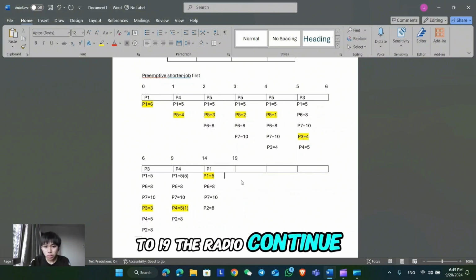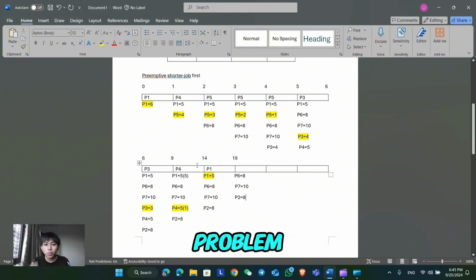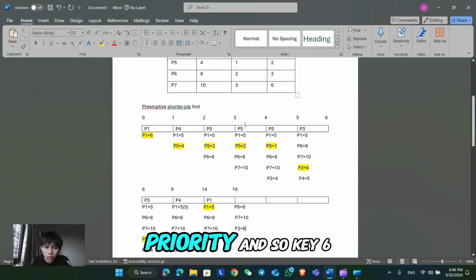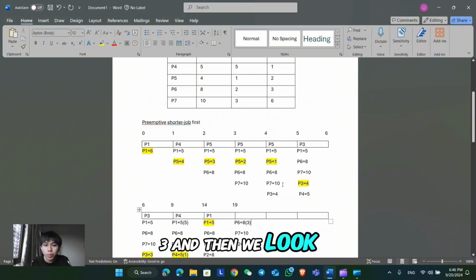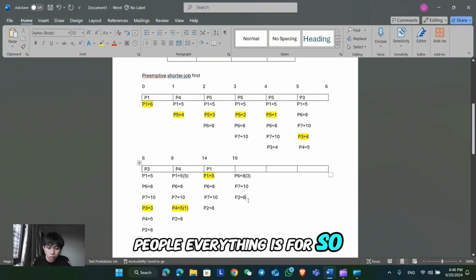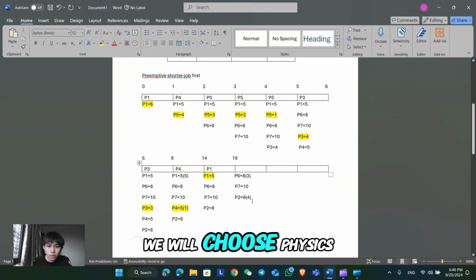And then right here, we continue. Right here, the same problem: we got two processes whose burst time is the same, 8. So we'll look at the priority. P6's priority is 3. Then we'll look at P2. P2's priority is 4. So we will choose P6.